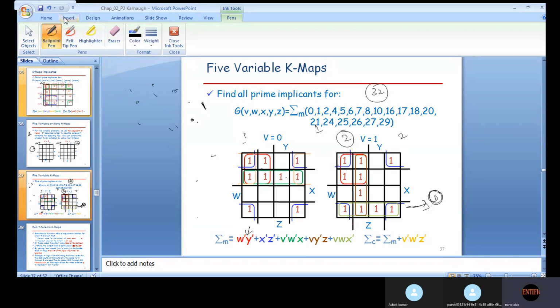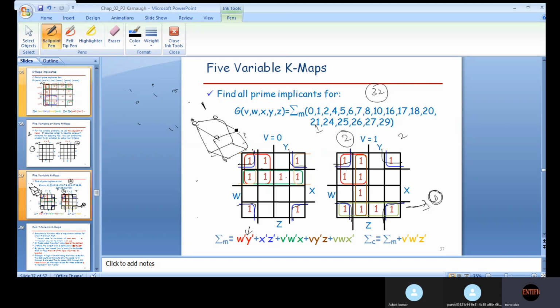See, the first term, what is the first term? W bar, this is related to this, right? The first term is related to these corners. So here also there are corners. Okay, this is what I am saying, you concentrate.